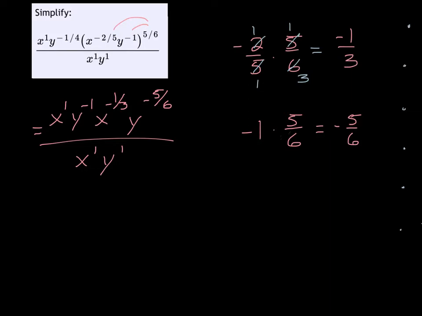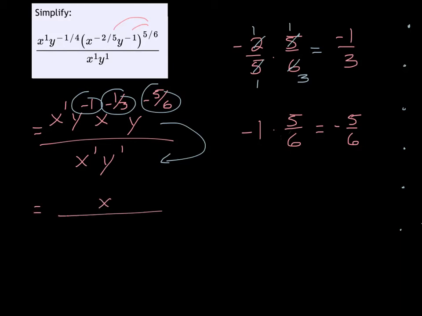Alright, and the next thing that I'm going to do is apply the property of negative exponents on each of these three factors, and I'm going to move those factors into the denominator and make their exponents positive. So on top here, I'll just have this x to the 1, and in the denominator, what I'll have is an x to the 1, y to the 1, an x to the 1/3, and a y to the 5/6.